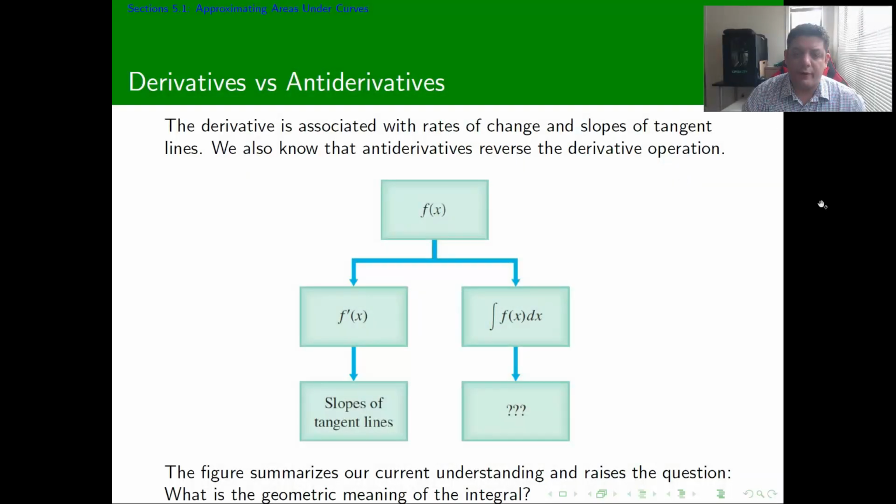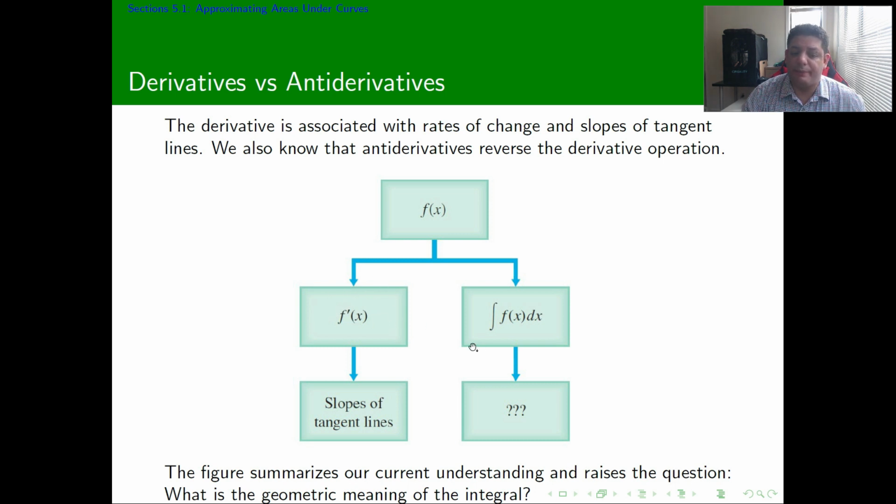So first, let's talk about the derivative. We know that the derivative was associated with the rate of change. So we have a function, the derivative was associated with the slope of the tangent line and the rate of change of how the function was behaving with respect to the time.